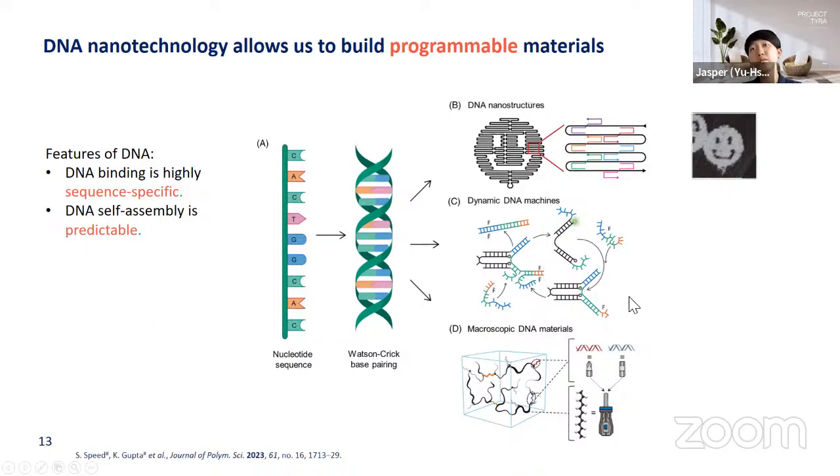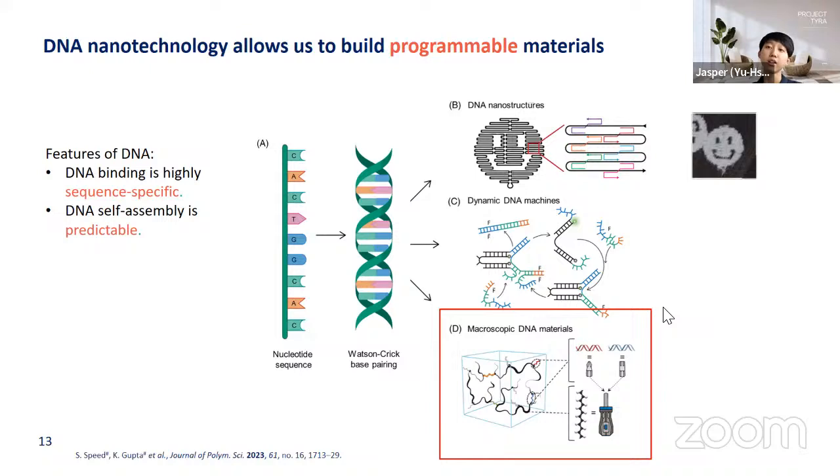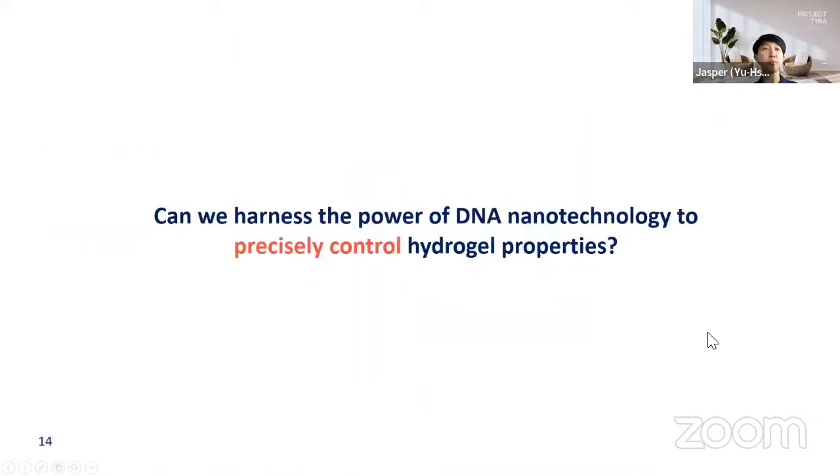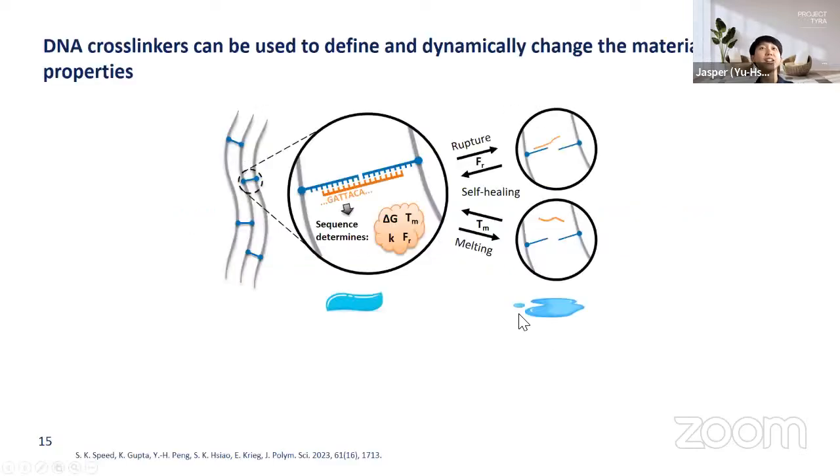But our group is actually more interested in building macroscopic DNA materials. By combining classical polymer with DNA, we usually like to use this analogy: the polymer is a screwdriver and DNA is the tip. When you change the tip on your screwdriver, you also change the function of how you can use the screwdriver. So the central question of my project is, can we harness the power of DNA nanotechnology to precisely control hydrogel properties? And of course, the answer is yes, we can do that.